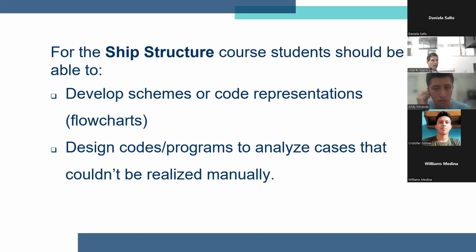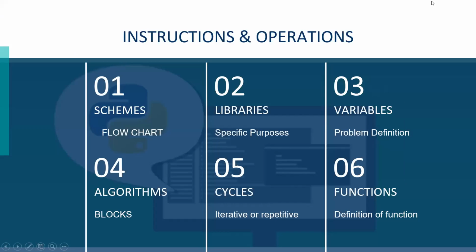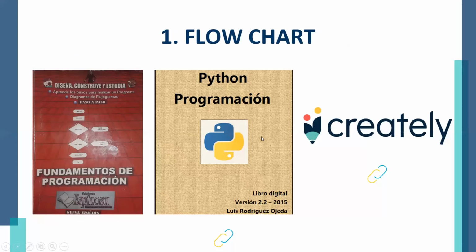Okay. So in previous courses, each of you has already studied how to use the Python language. So now you should be able to make a code, basically. The idea is to give the hard work to the computer, not to us. This is the agenda for today. In this presentation, we will talk in general about flow charts, libraries, variables, algorithms, cycles, and functions. Next, please. We have some references to explain the use of the language in a very simple way.